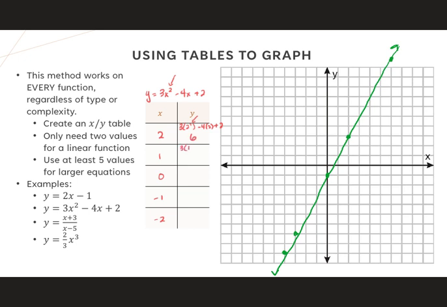Plug in a 1, so I have 3 times 1 squared, minus 4 times 1, plus 2. So 1 squared is 1. 1 times 3 is 3. 3 minus 4 is -1, plus 2 is +1. Plug in a 0, then I have 3 times 0 squared, minus 4 times 0, plus 2, which gives me a 2.